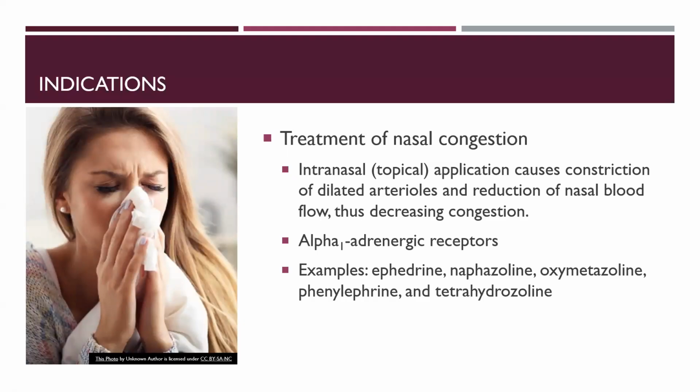So the other thing that we can use these adrenergic agonists for is treatment of nasal congestion. Intranasal application causes constriction of dilated arterioles and reduction of nasal blood flow, thus decreasing congestion. So that's your alpha-1 adrenergic receptors, because remember, the alpha is all about the blood vessels. If I cause that vasoconstriction in the arterioles of that nasal passage, then I'm going to decrease the congestion because I'm not releasing as much of that congestion up in that area.